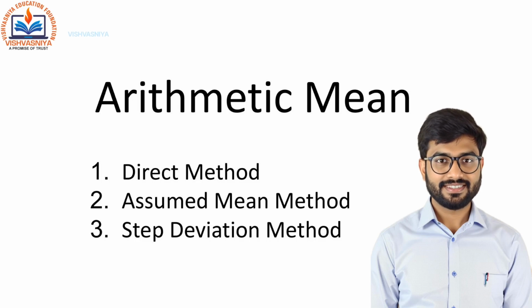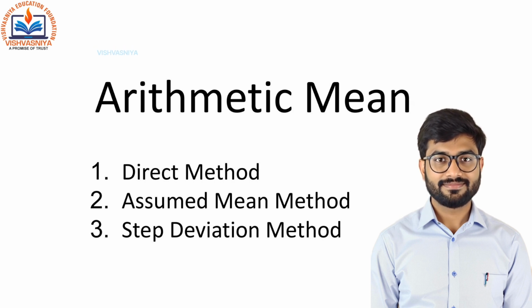Hello students, today we are going to learn about the arithmetic mean, which is one of the most important measures of central tendency in statistics. By the end of this session, you will understand three different methods of calculating the arithmetic mean: the direct method, the assumed mean method, and the step deviation method.